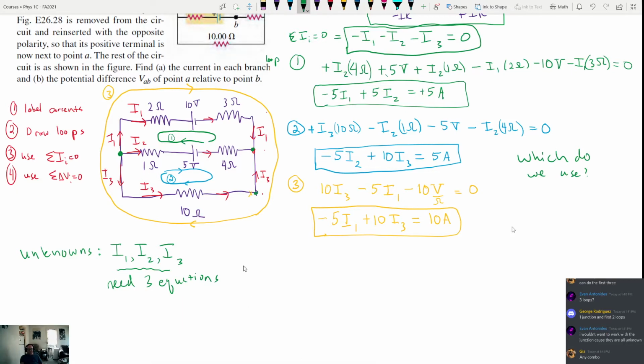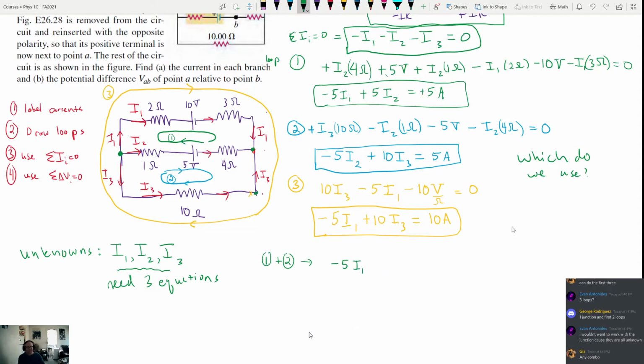And here is how we are going to do that. So I notice when I look at these equations that if I were to add equation 1 plus equation 2, that would actually eliminate I2. Can you all see that? That if you do equation 1 plus equation 2, what you get is these 2 cancel, and you get negative 5I1.